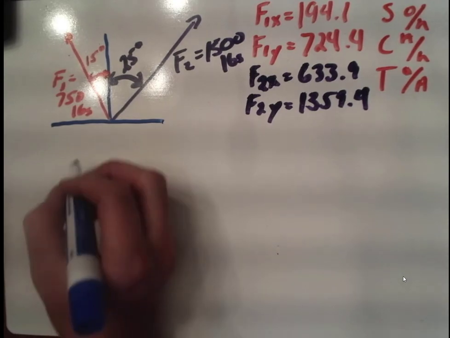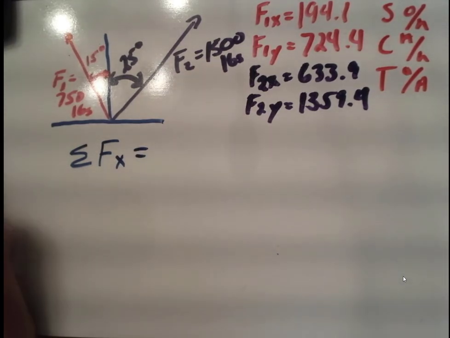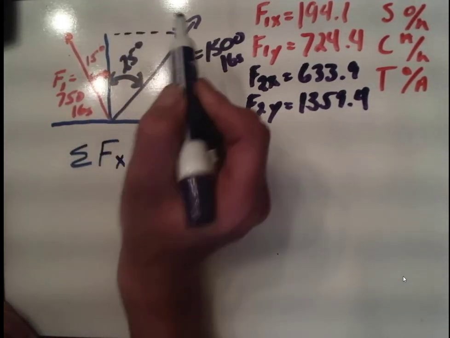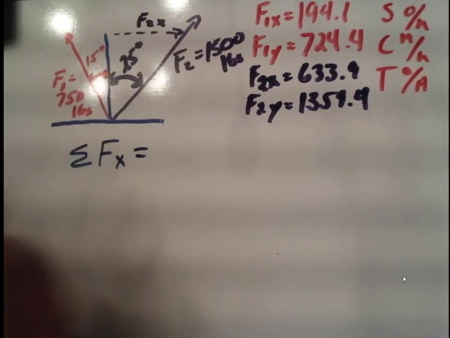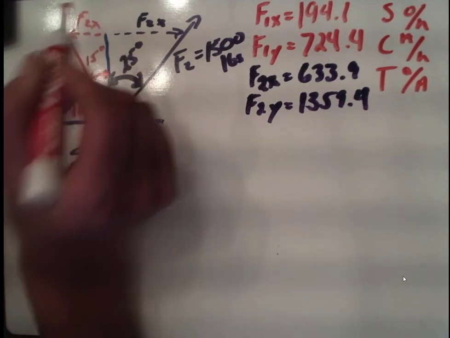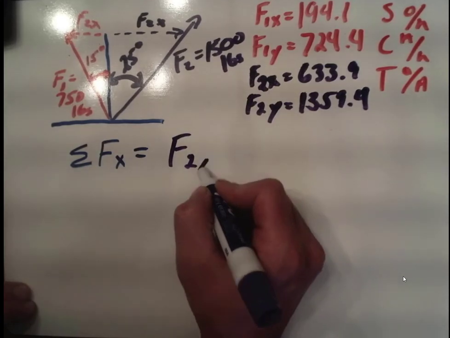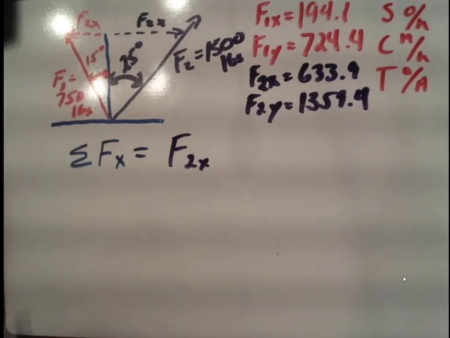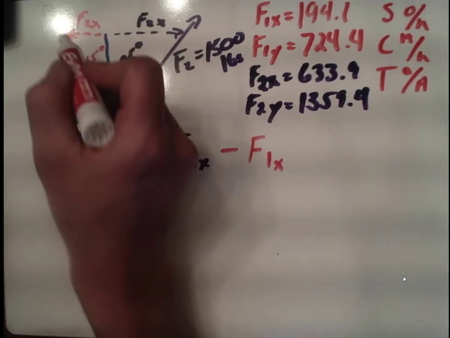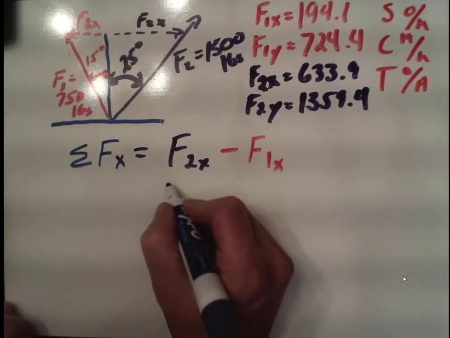So we are going to sum the forces in the x direction. Forces in the x direction are going to equal force 2 sub x, because it is going right here, and force 1 sub x is here. Force 2 sub x is a positive force, so force 2 sub x. Then we are going to subtract force 1 sub x because it is going in a negative direction. Now it is simple plug and play.